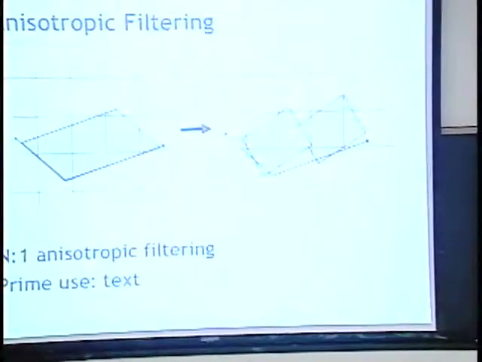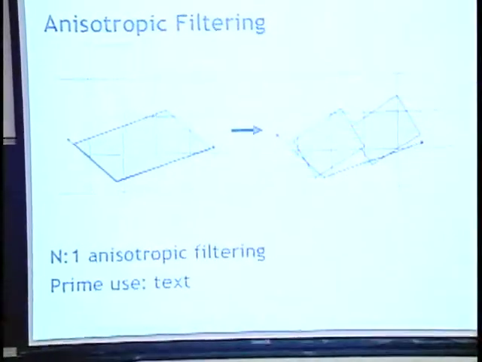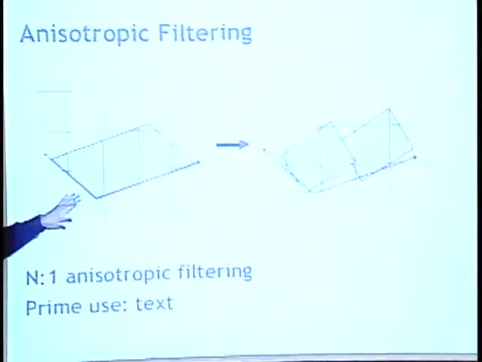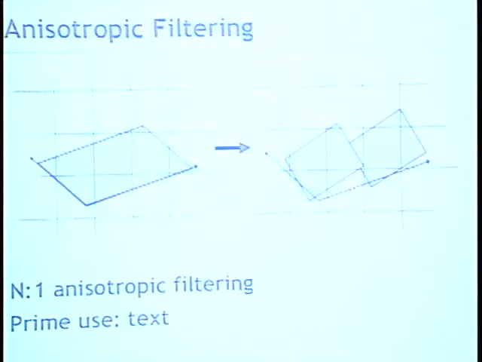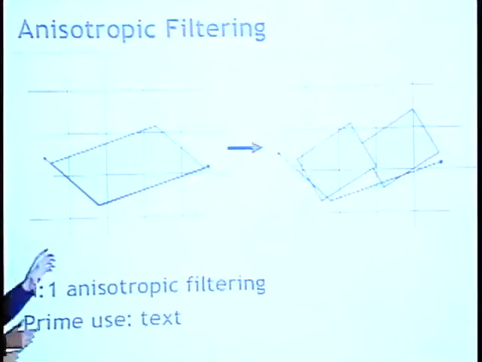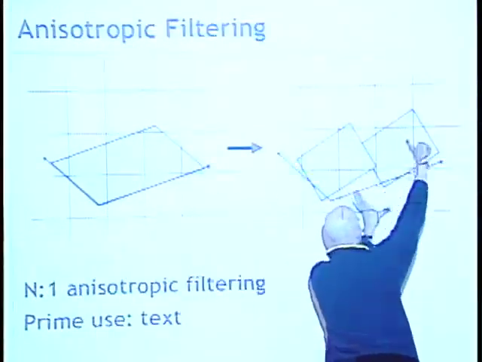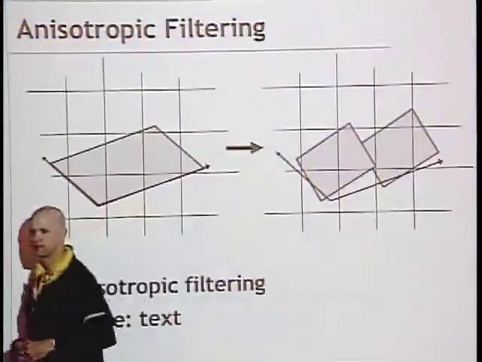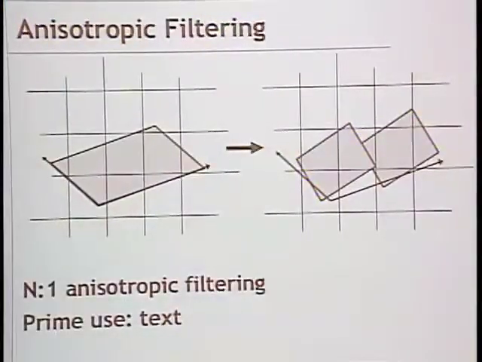Anisotropic meaning not the same in every direction. And so you want to approximate this sort of oblong-looking texel as several more squarish texels. So basically you do one mipmap here and one mipmap here, and that is a better mapping than doing the big square here. So you're taking more samples as a means to get a better approximation of the pixel area.